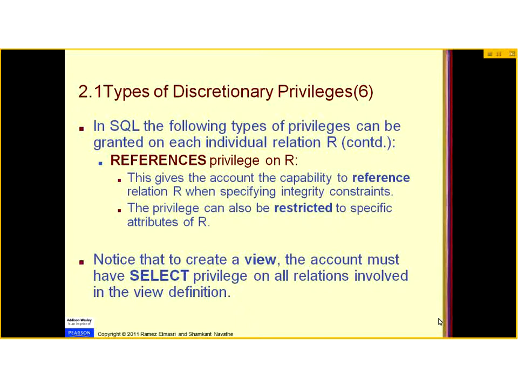So you use the references privilege on R, which gives the account the capability to reference relation R when specifying integrity constraints. And if you are providing a view privilege to someone, you have to provide the select privilege as well.